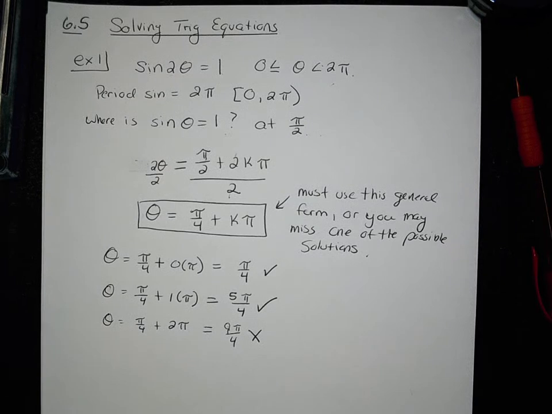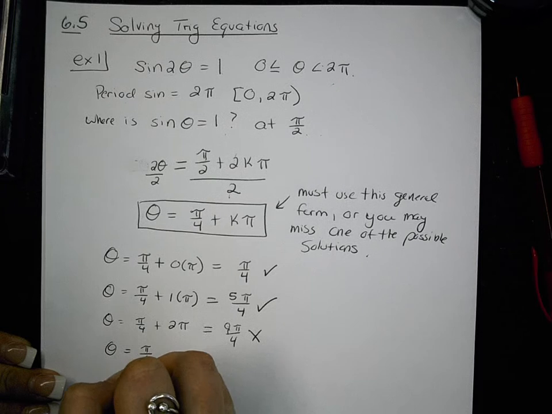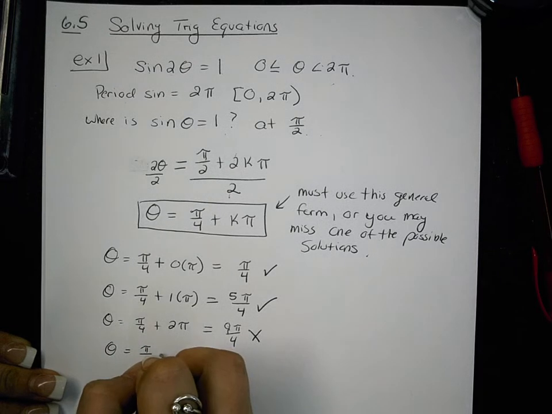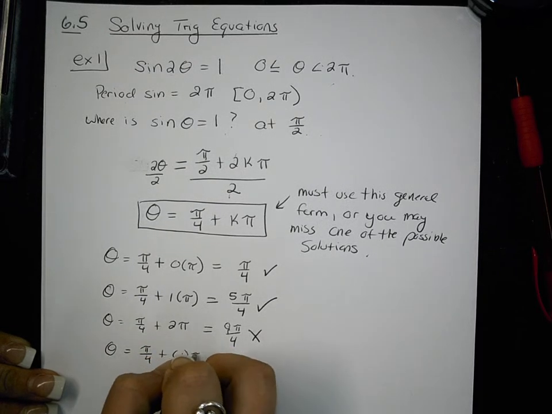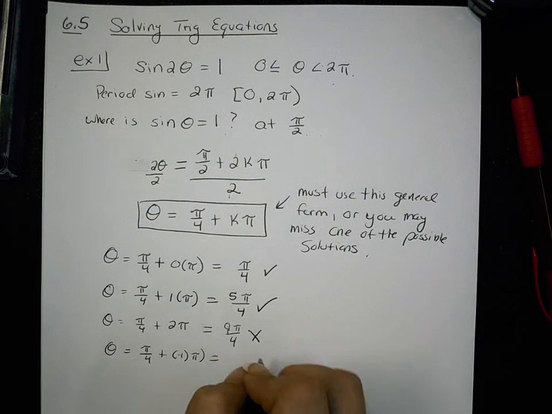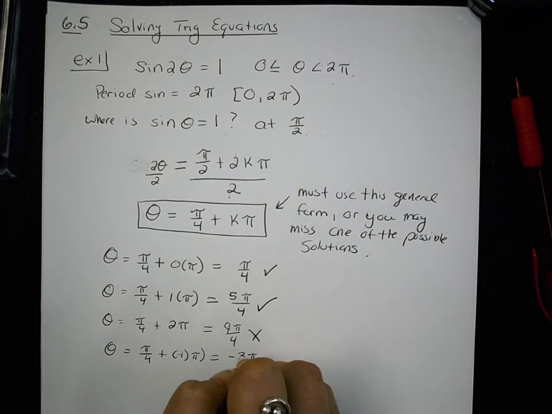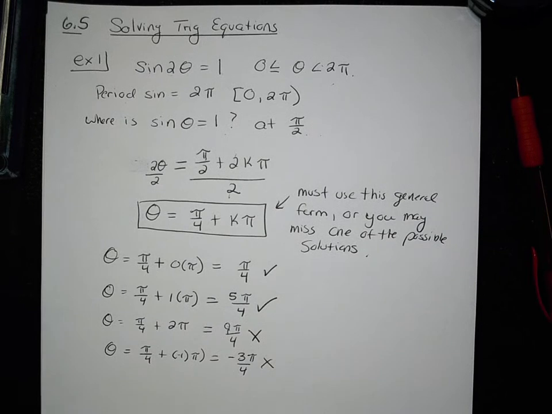You could also check negative. Do you have to? Yep, because sometimes you might wind up being there. If I put in negative 1 times pi, what would I get as an answer? Not negative 5 pi, but negative 3 pi over 4. Okay? That's outside my interval as well. So we know the values of theta that work on this interval are going to be pi over 4 and 5 pi over 4.